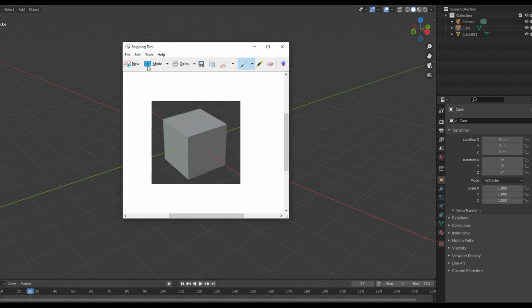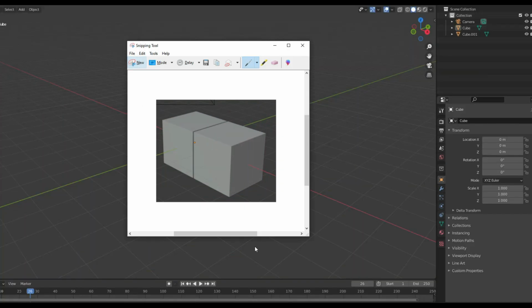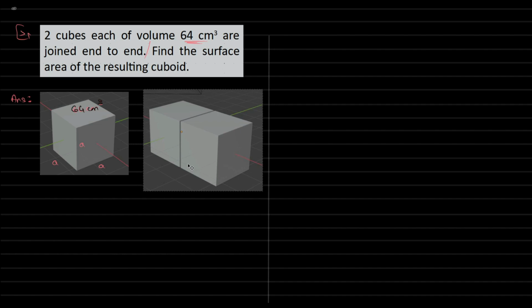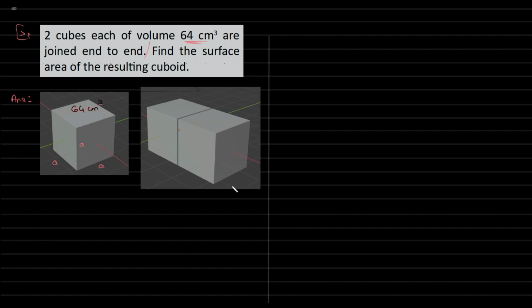So here, what is the property of a cuboid? A cuboid has length, breadth, and height of different dimensions. Generally it is so. In this case, this is length, this is breadth, and this is height. So what is the length, breadth, and height? Well, height and breadth are one and the same as a cube. Length will be 2a because there are two of it. So this will be 2a. This is a and this is a.